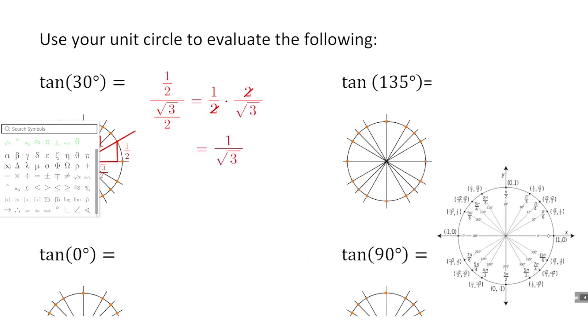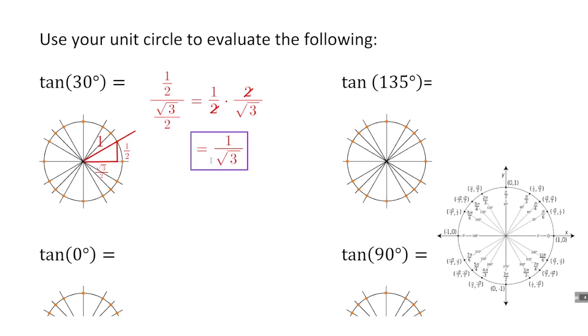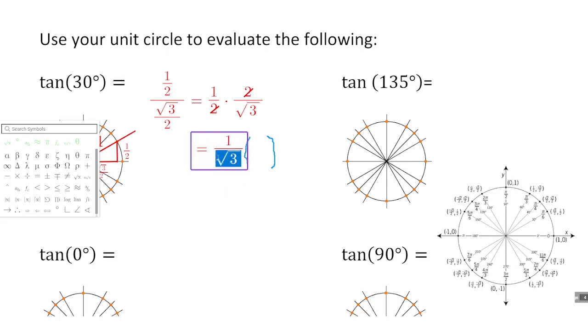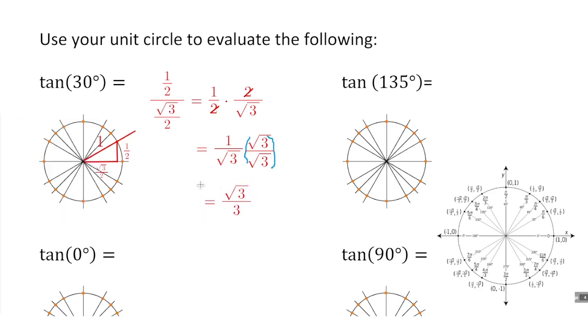I'm going to move this unit circle out of the way because I need a little more space, because we need to rationalize this denominator. So we need to multiply both the numerator and the denominator by root 3 over root 3. That's going to force the denominator to be rational. One times root 3 is root 3, and root 3 times root 3 is just 3. So our final answer is right here: root 3 over 3.